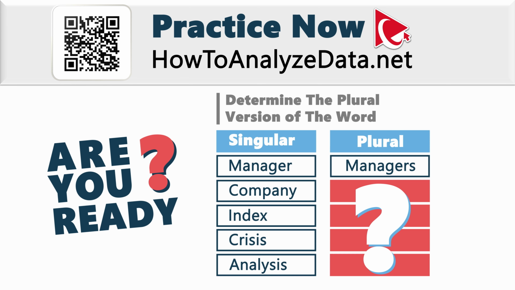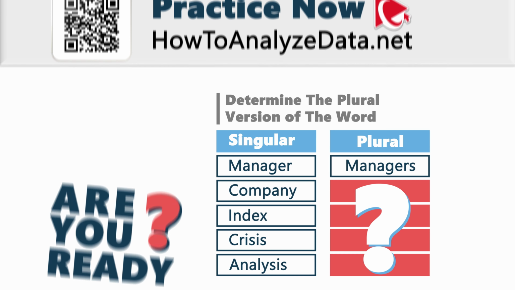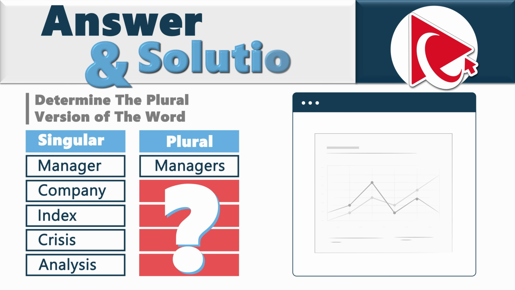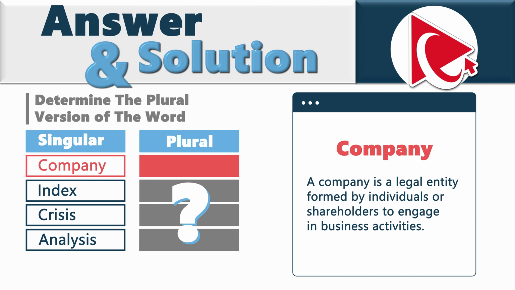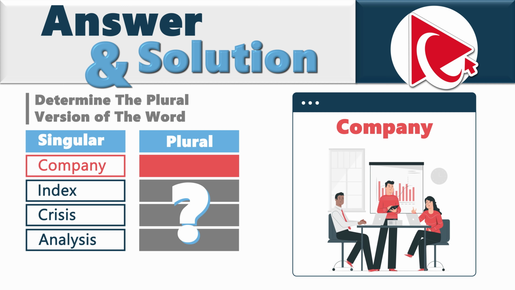Are you ready with your solution? I hope you are, so let's move forward and compare our versions of the answer. To better understand the plural versions of the words, let's start with the word's definition. Company is a legal entity formed by individuals or shareholders to engage in business activities. And the plural version for company is spelled as C-O-M-P-A-N-I-E-S and is pronounced as companies.